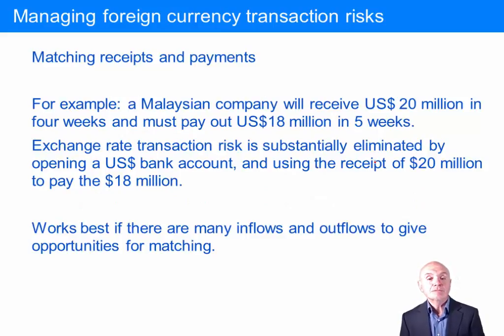Matching receipts and payments. So there's matching receipts and payments, there is netting and so on. They're all very, very similar, and sometimes I think that the terms are used rather interchangeably here. One way you can think about this is if you are a company, you're going to be receiving $20 million in 4 weeks and have to pay out $18 million in 5 weeks. What you would do is simply open a US dollar bank account, put the $20 million in, leave it there, and then a week later you pay 18 million of that out. And it doesn't matter what the exchange rate does. You've got dollars in the bank to pay dollars to your supplier.